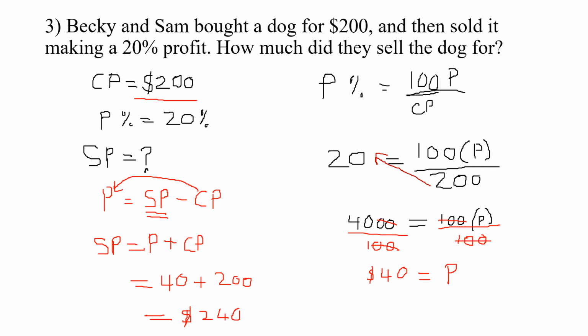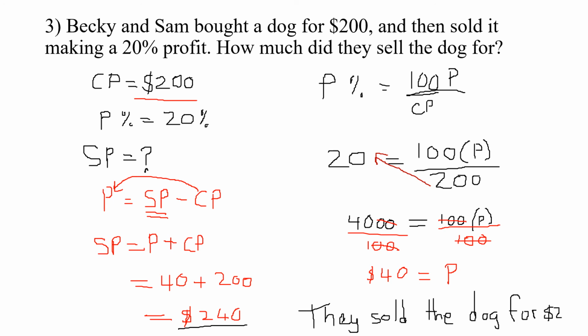I like this question. You will want to go through this again slower, but this makes perfect sense. And this is our answer here. And of course, remember, we have to state it. So how much did they sell the dog for? You could say they, or you could say Becky and Sam, whichever one you want to. They sold the dog for $240. Easy does it.